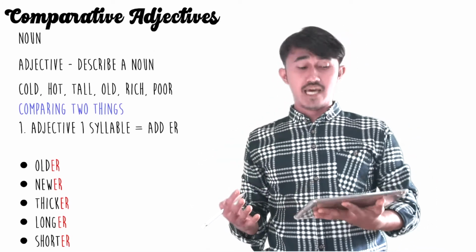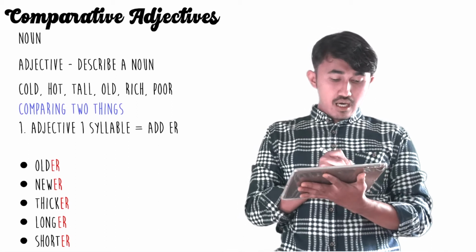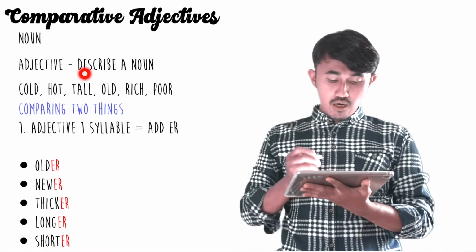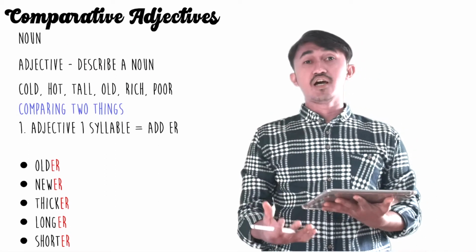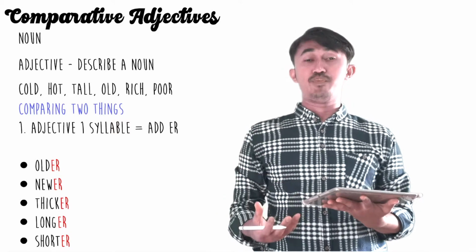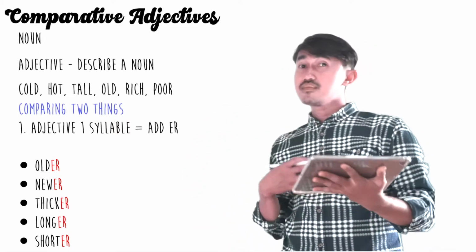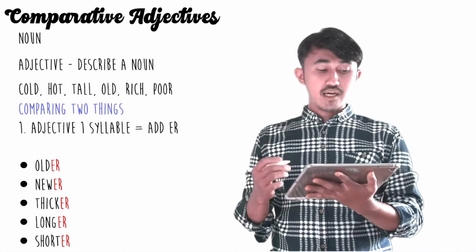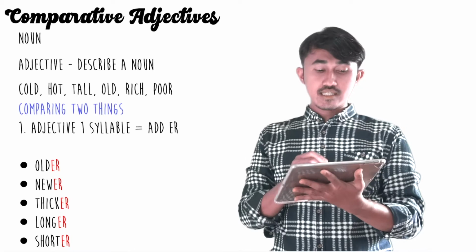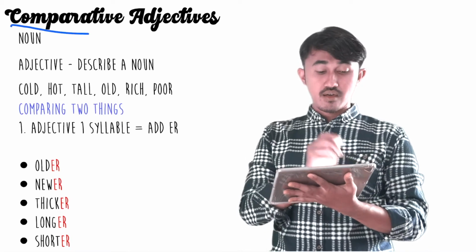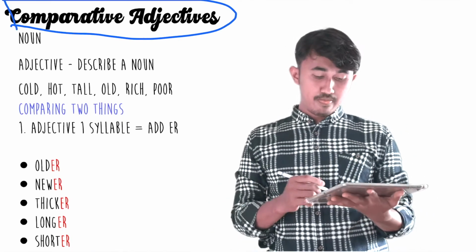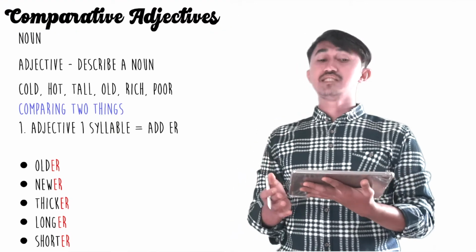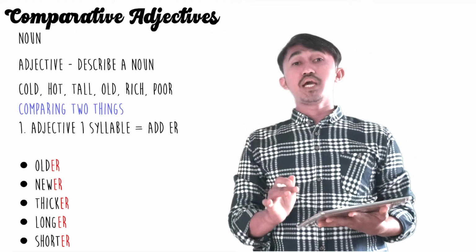So what is an adjective? An adjective describes a noun. So the function of an adjective is to describe a noun. Inside adjectives, there will be more than that. So today we are going to discuss comparative adjectives. So what is that? Comparative adjective is comparing two things.